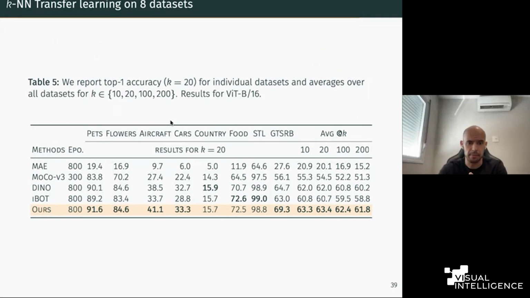So after pre-training, you can, of course, take the representations from the pre-training encoder and learn new downstream tasks of interest. Here, for example, I'm showing you 8 datasets, 8 different tasks that we learned using the frozen features from the encoder. Again, on average, we perform really well against the competition.